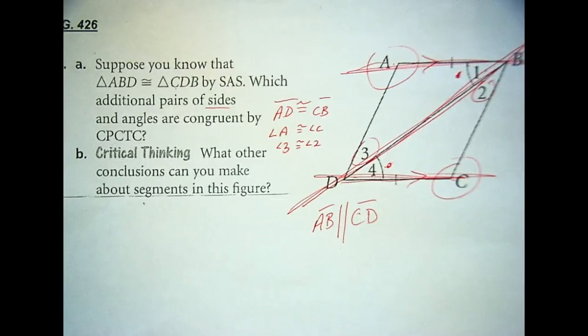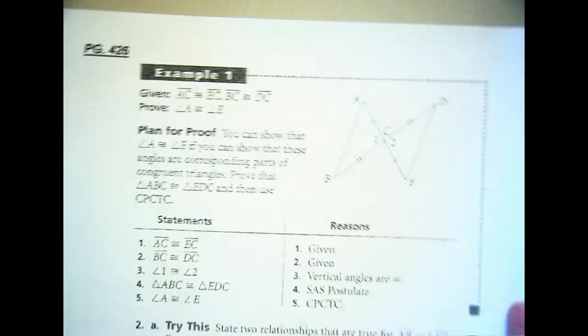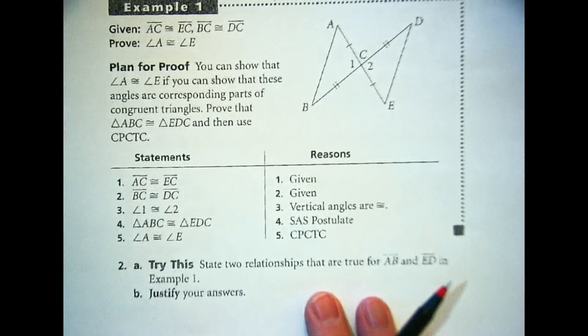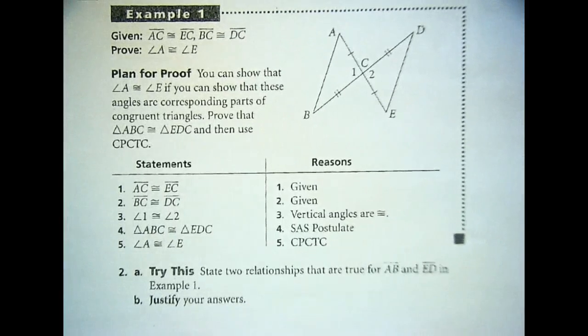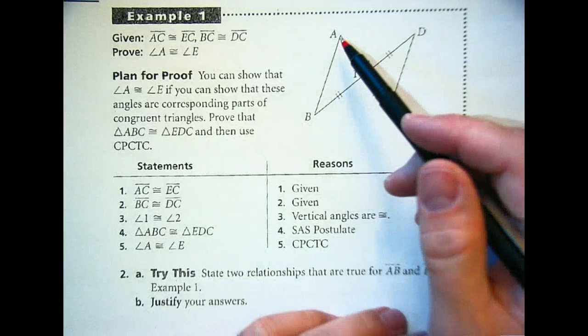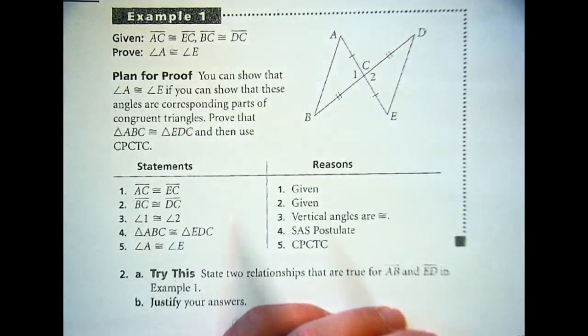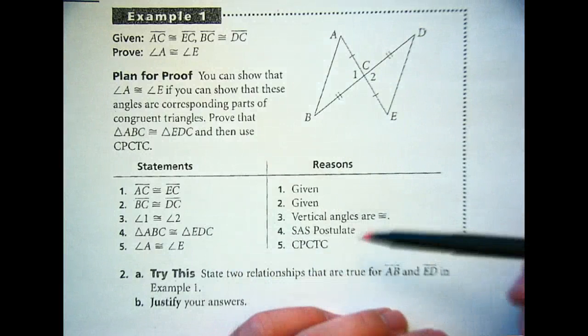Any questions? I want to get you guys going into your other piece, but let's look at number 2 just real quick. There's example 1. You look through the proof, hopefully. All right. You can show that angle A is congruent to E if you can show that these angles are corresponding parts of these triangles, and then use CPCTC. So they've kind of walked you through that on this proof.